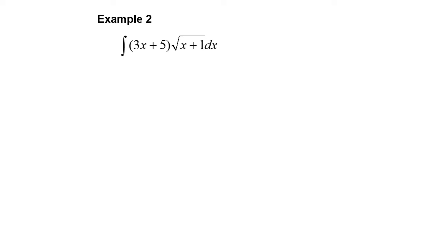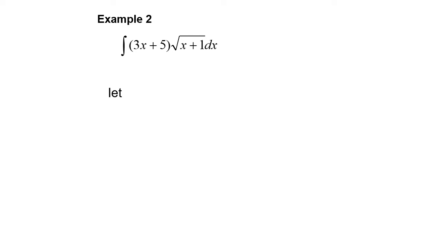So let's continue with example 2. The integration of 3x plus 5 multiplied by the square root of x plus 1 with respect to x. Wow, this question has this x and this x. If we directly calculate, differentiating x we get 1, but here we have x plus 1, so how? Okay, first of all, don't panic. What we need to do is just follow the steps.